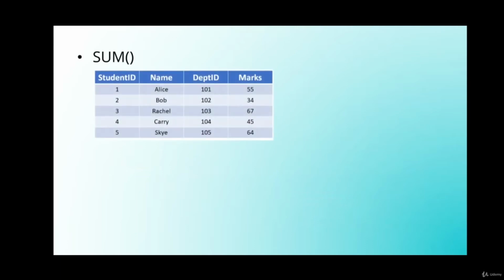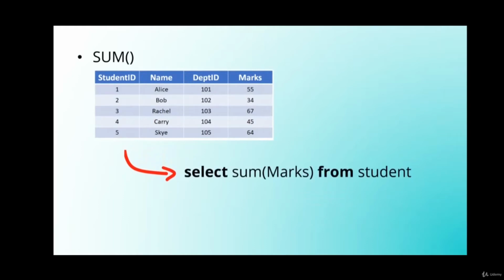The fourth aggregate function is sum. In case of sum, it will give us the addition of all the values. So by writing this query, select sum marks from students, it will take the addition of all the marks that are scored by the students and will return the addition as an output.